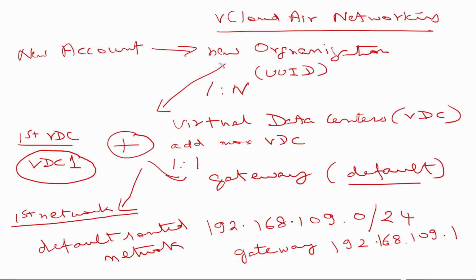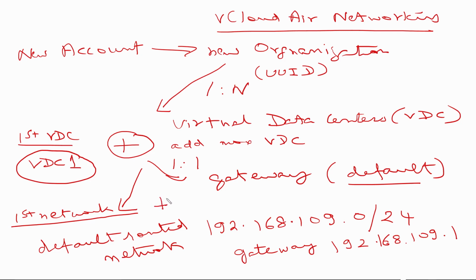New account, you get a new organization. You get a UUID for that. That's how it is distinguished in vCloud Air from all the other organizations that are out there. You have a one-to-many construct for the virtual data centers. However, vCloud Air gives you your first data center, which is called VDC1. In that first data center, they give you a gateway, so it's a 1-to-1 in the on-demand account. And within the gateway, they create for you a default routed network, which is your first network.